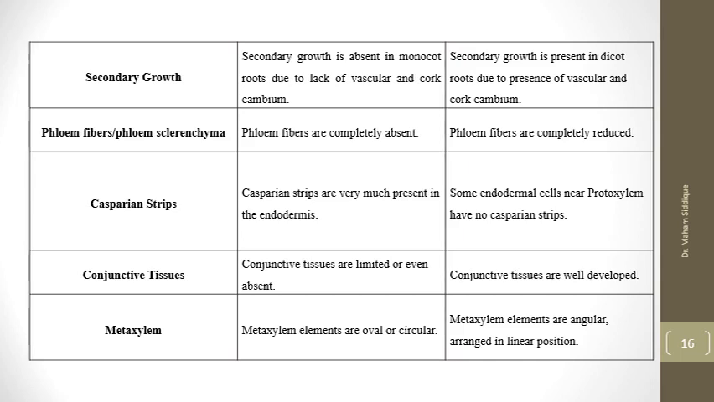Casparian strips are very much present in the endodermis of the monocot roots, while in endodermal cells near protoxylem, no Casparian strips are present. Next is conjunctive tissues. Conjunctive tissues are limited or even absent in monocot roots, while these are well developed in the dicot roots. Metaxylem elements are oval or circular, while in dicot roots, metaxylem elements are angular, arranged in the linear position.